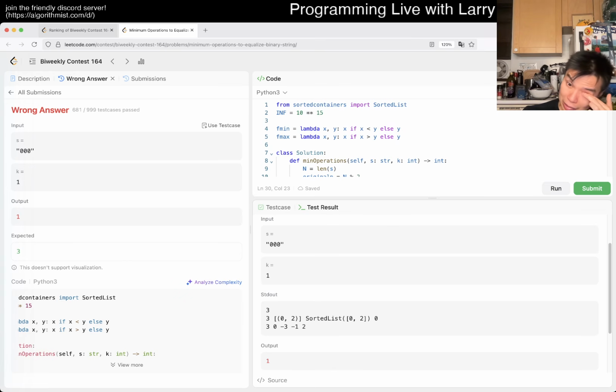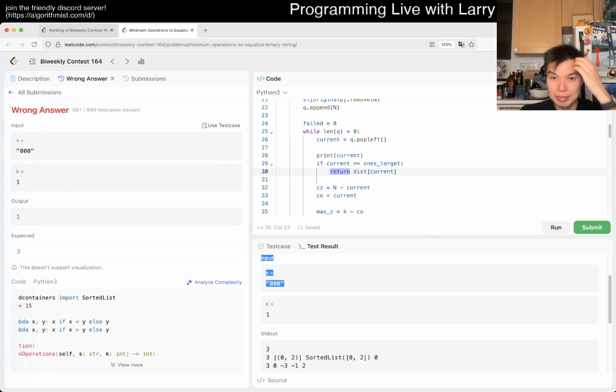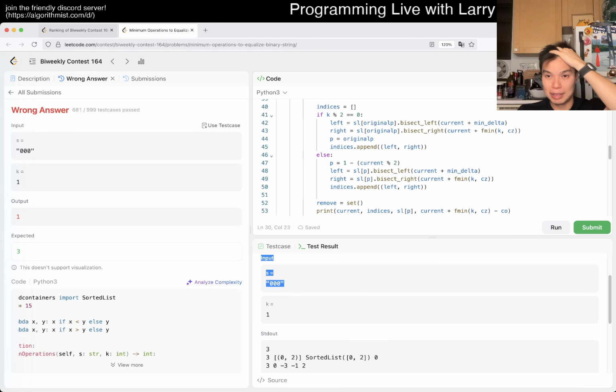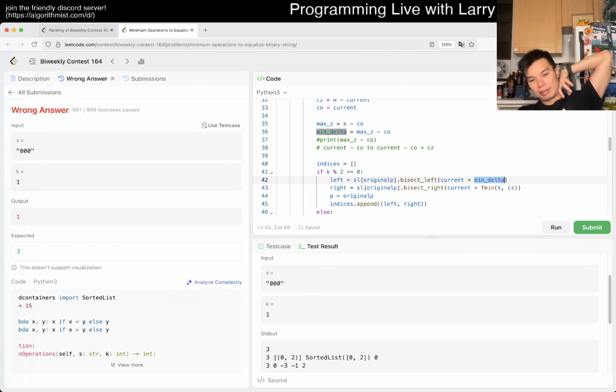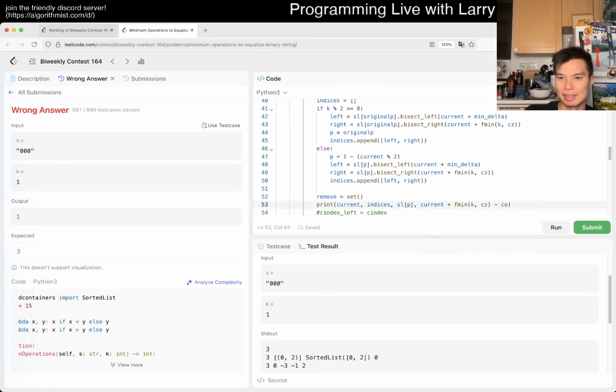Why would we look at 0? Left is current min delta. We don't have enough ones, but no, we always have enough ones. But we go backwards. We don't have. Why? Oh, what is min delta? Okay. And this is some old thing.